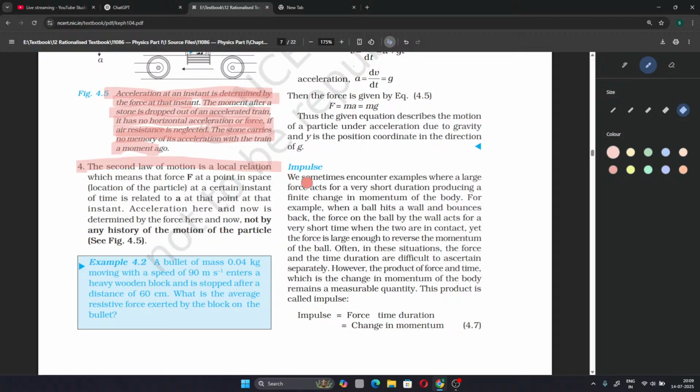The second law of motion is a local relation, which means that force F at a point in space, the location of the particle at a certain instant of time, is related to A at that point at that instant. Basically, force at a point in space, that is the location of the particle at a certain instant of time, is related to acceleration at that point at that instant.